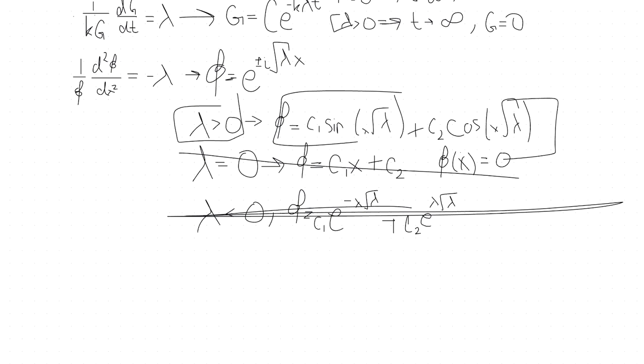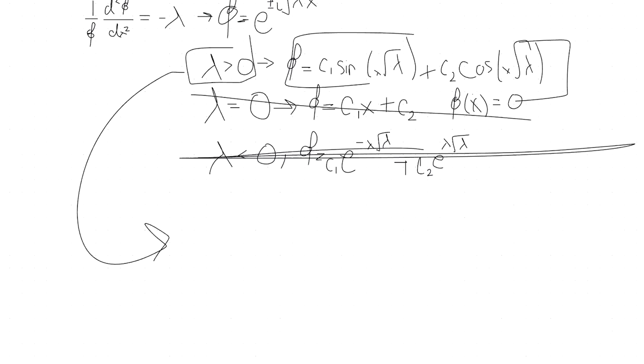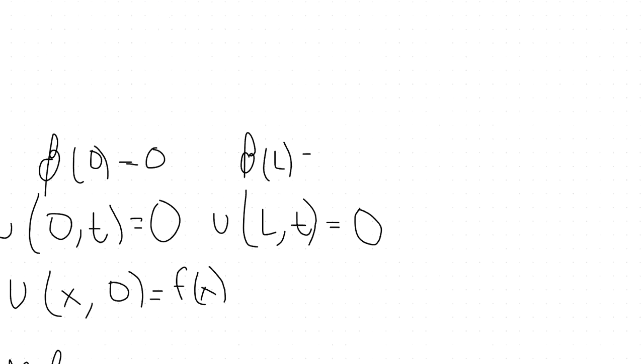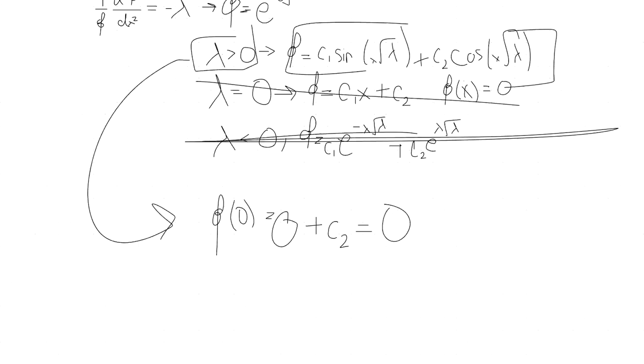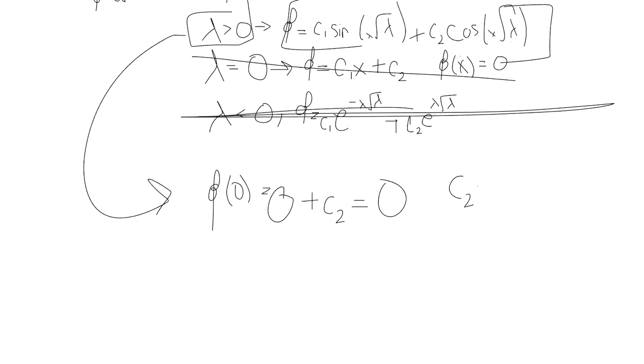So then what we can do is we can now use those initial boundary conditions that we came up with up here to figure out what the solution to this could be. So phi at 0 is equal to c sub 1 sine of 0, which is just 0, plus c sub 2 cosine of 0, which is 1. And this has to equal 0 according to our initial boundary condition. And so that means that c sub 2 equals 0, and so there is no cosine term in our solution.